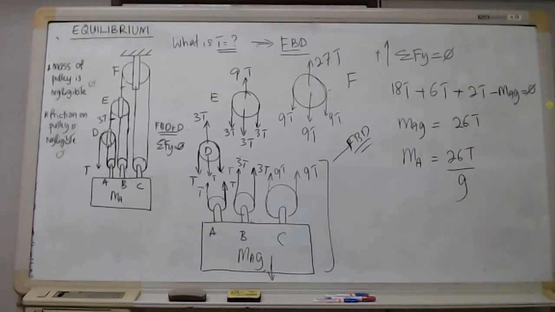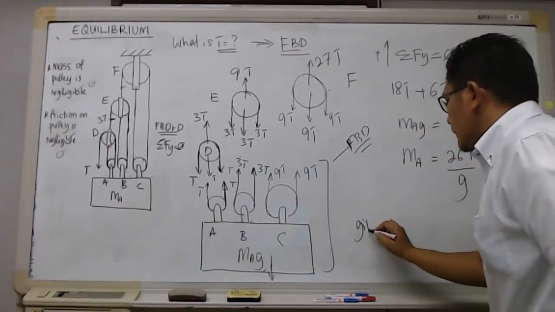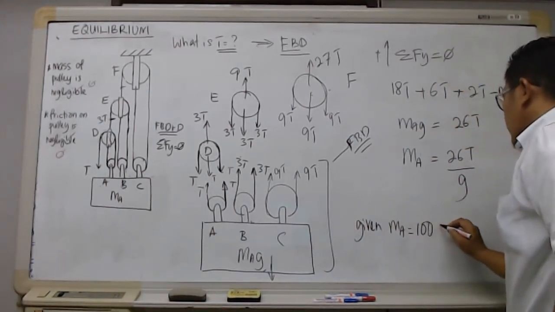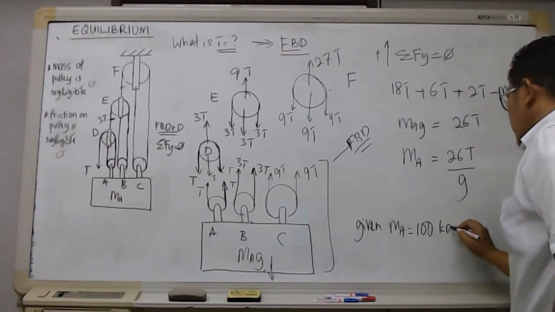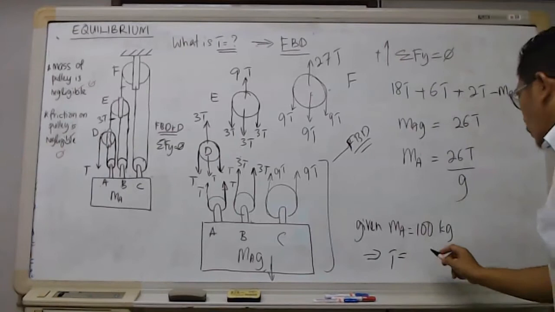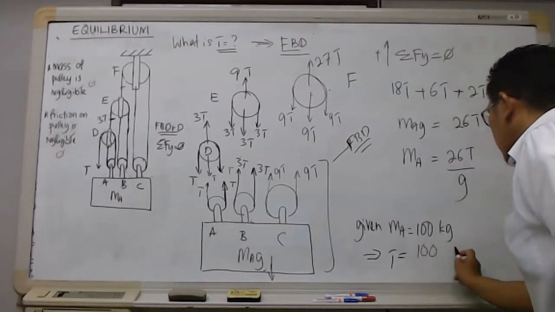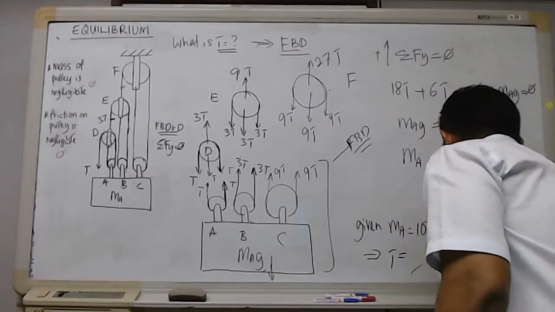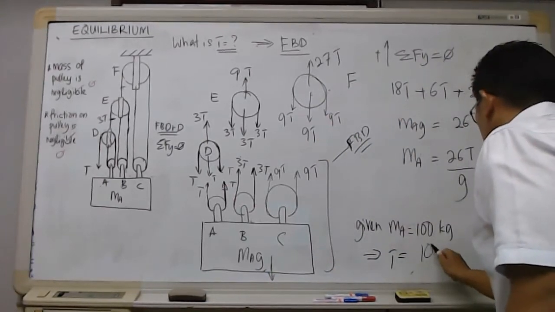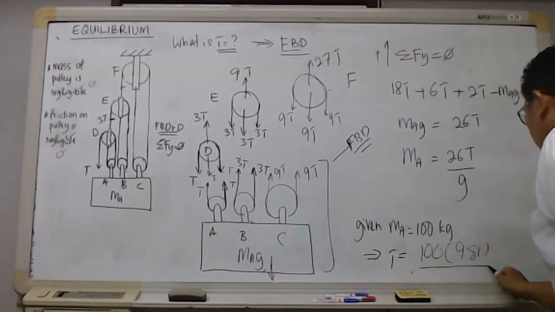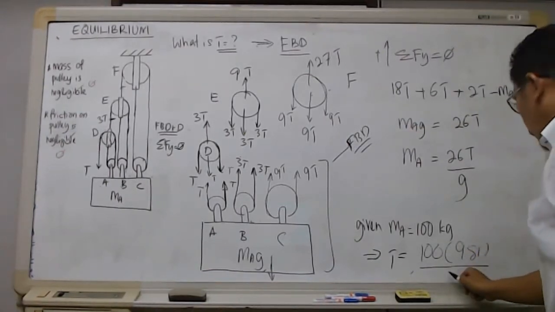So if you are given the mass, whatever is given, let's say the mass is equal to 100 kilograms, then we get T is equal to 100 times 9.81 divided by 26.